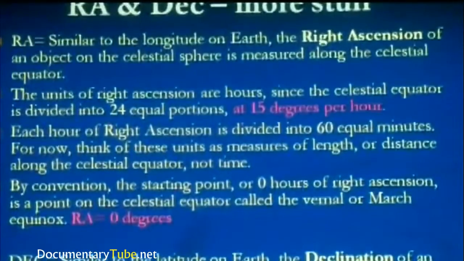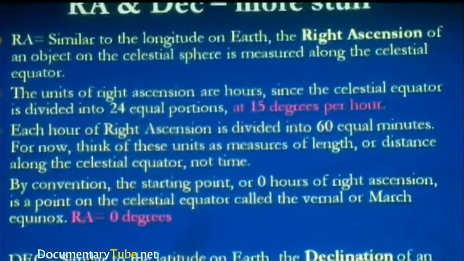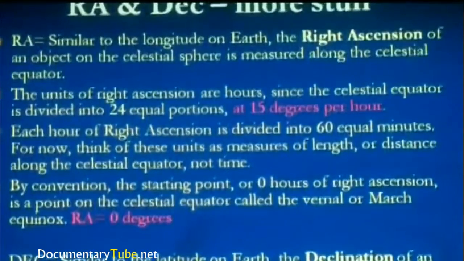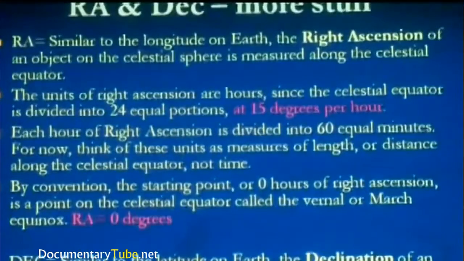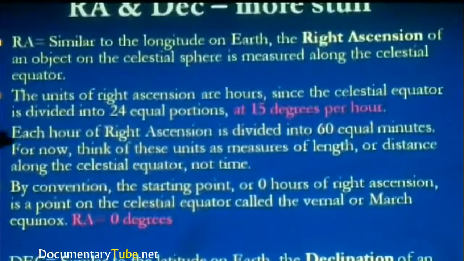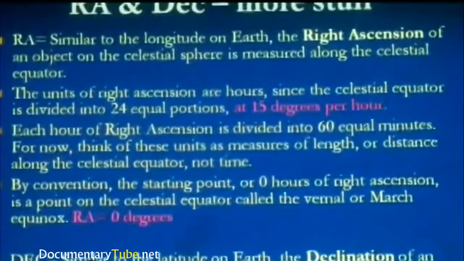Each hour of right ascension is divided into 60 equal minutes. Everybody knows that there are 60 minutes in an hour. For now, think of these units as measures of length or distance along the celestial equator, not time. So when we talk about an hour of right ascension, we don't mean looking at your watch for an hour. We're talking about 15 degrees. In 15 degrees, we would have 60 equal minutes inside of that.